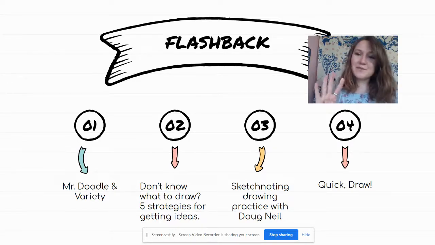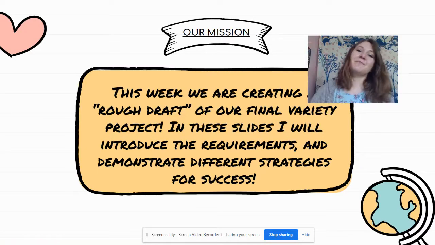All 4 of these assignments were graded. They were 10 points each and they are weighted in your final grade. So please make sure you have all 4 of these assignments done before you start your rough draft. This week, our mission is we are creating a rough draft of our final variety project. In the slides I'm about to show you, I will introduce the requirements and demonstrate different strategies for success.